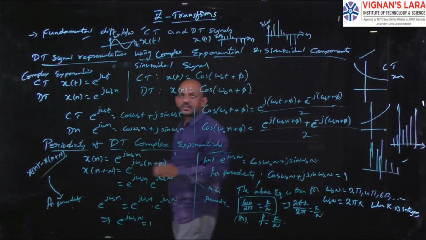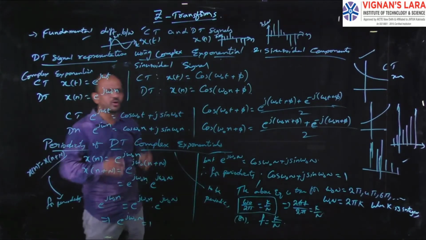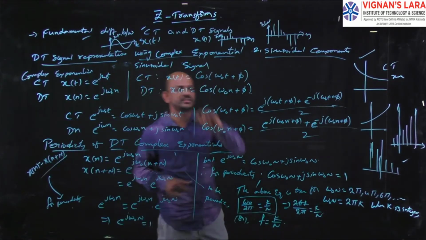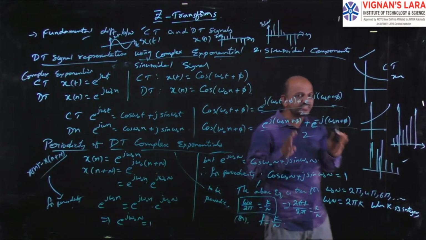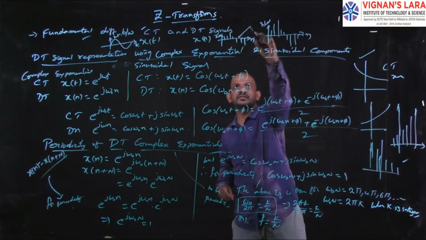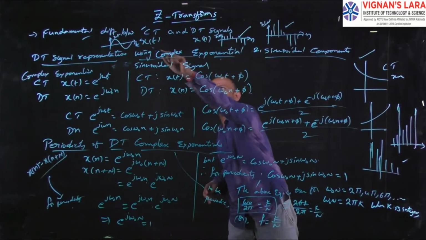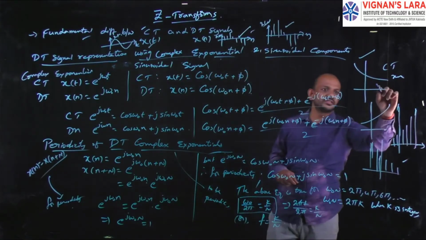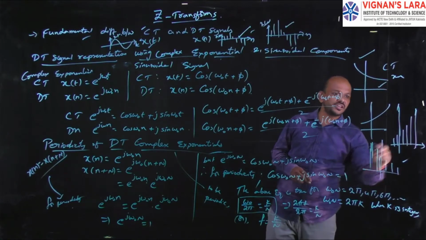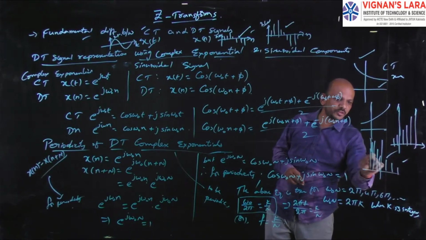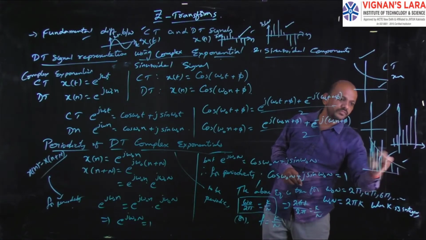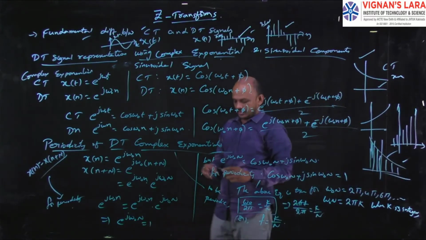Here the continuous time signal exists for all instants of time, whereas a discrete time signal exists only at discrete instants of time. So these are the diagrammatic representations of continuous time and discrete time signals, and this is the continuous time real exponential signal and this is the discrete time real exponential signal. Okay, clear?